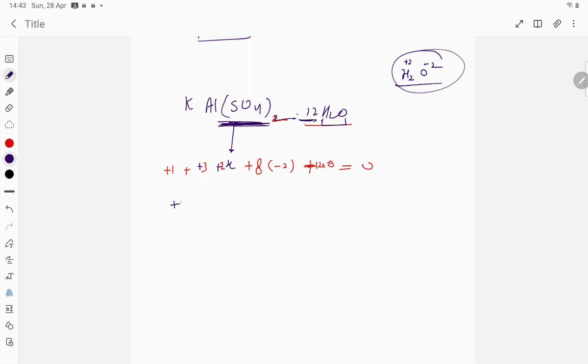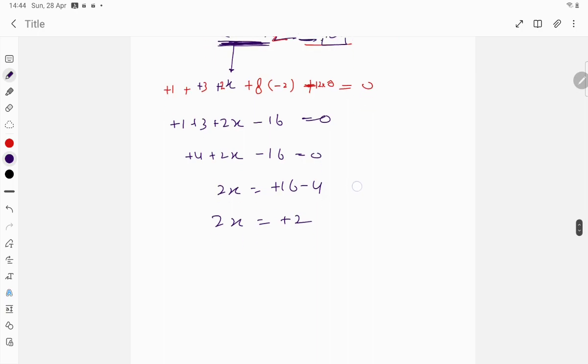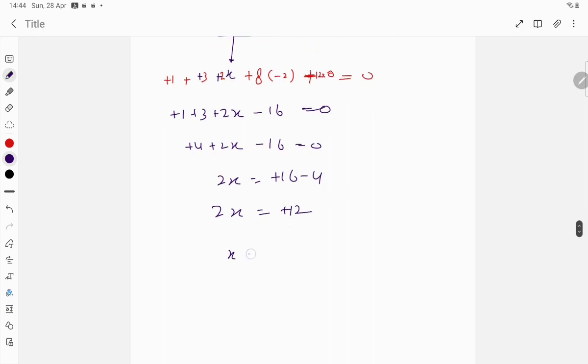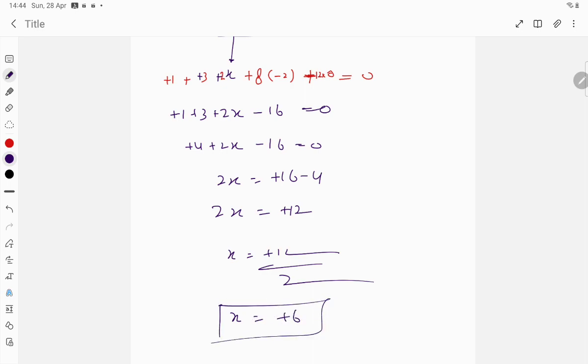So here is plus 1 plus 3 plus 2x minus 16 equal to 0. So plus 4 plus 2x minus 16 equal to 0. 2x is equal to plus 16 minus 4. 2x is equal to plus 12. So x is equal to plus 12 by 2. So x is equal to plus 6. So this is going to be our required answer, students.